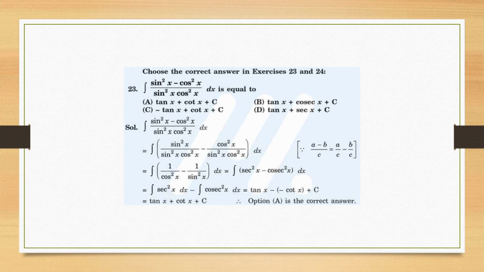So it will be sine square x upon sine square x cos square x minus cos square x upon sine square x cos square x. So it becomes 1 upon cos square x minus 1 upon sine square x, right? Which is secant square x minus cosecant square x. Now the integral of secant square x is tan x and of cosecant square x is minus cot x. So it becomes tan x plus cot x plus c. So option number E is my correct answer.